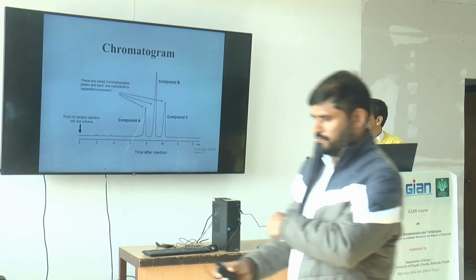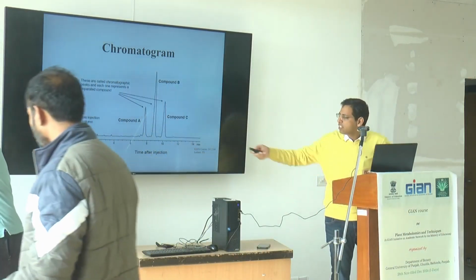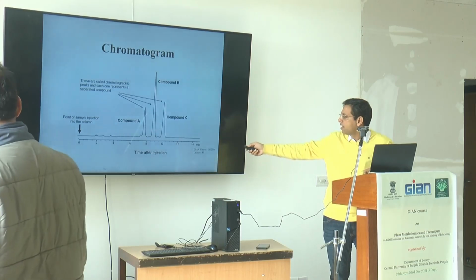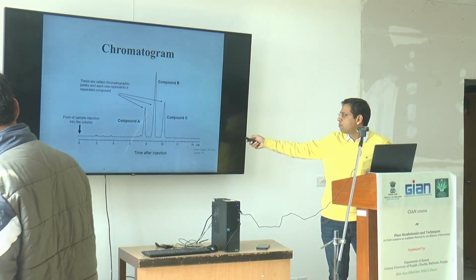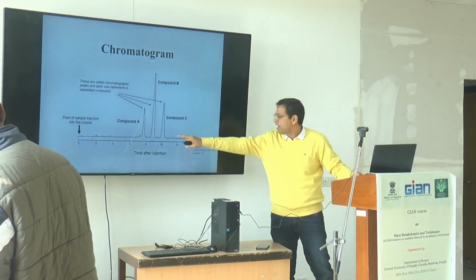These are the peaks, and you can identify compound A, compound B, and compound C. This is the point of injection onto the column, and this is where you have to find compound C. After injection, these compounds move from here and come up to here.